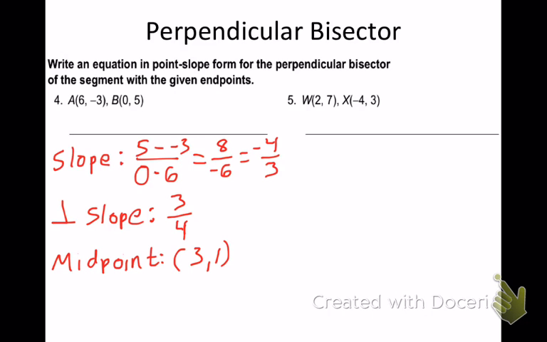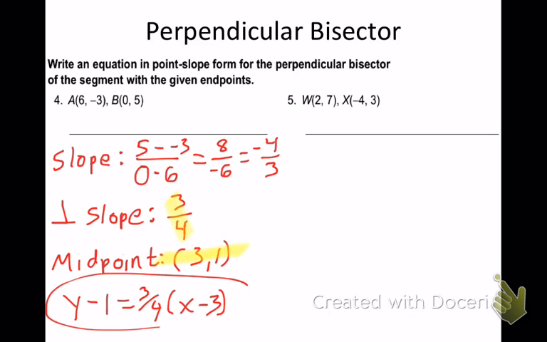So now I'm going to take my perpendicular slope and my midpoint, and I'm going to put that into point slope form. Katie, how would that be? y minus 1 equals 3/4 in parentheses x minus 3. There it is, right there. Nice job. Ooh, it's still in slope form on the board, huh?